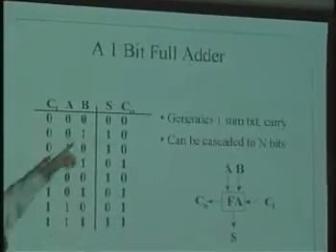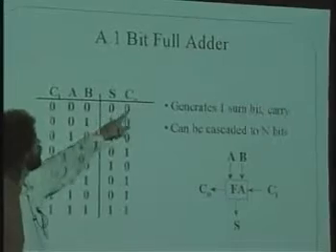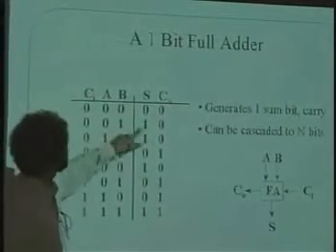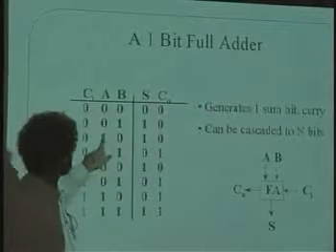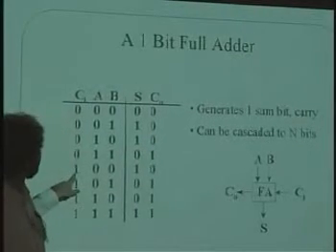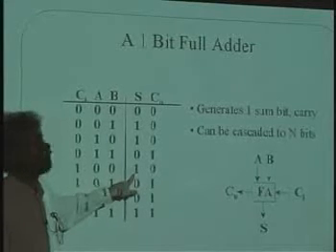And so I can say, okay, if A is 0 and B is 0 and the carry in is 0, then the sum is 0 and the carry out is 0 also. Fine. If B is 1, the sum becomes 1, but we don't carry out. If A is 1, then the sum becomes 1 and we don't carry out. And if carry in is 1 and the other two are 0, it's exactly the same thing. Right?